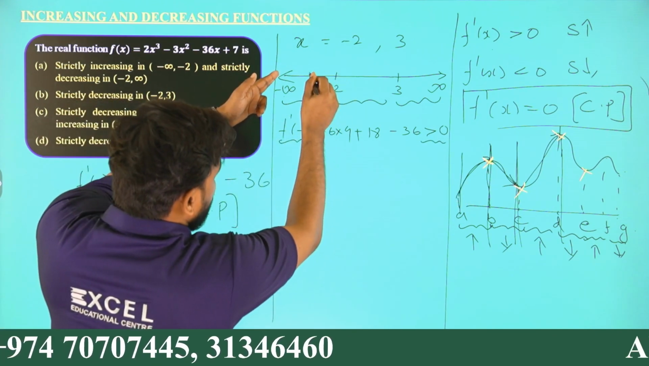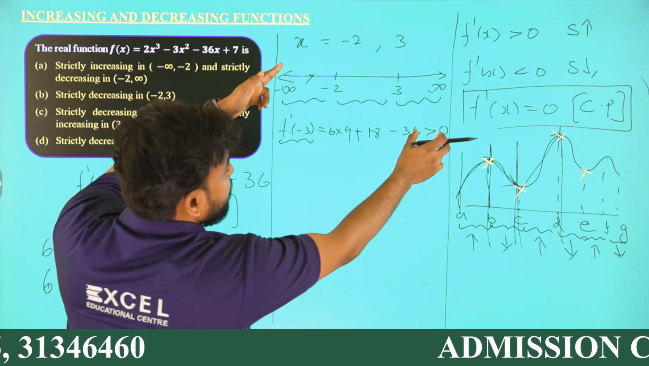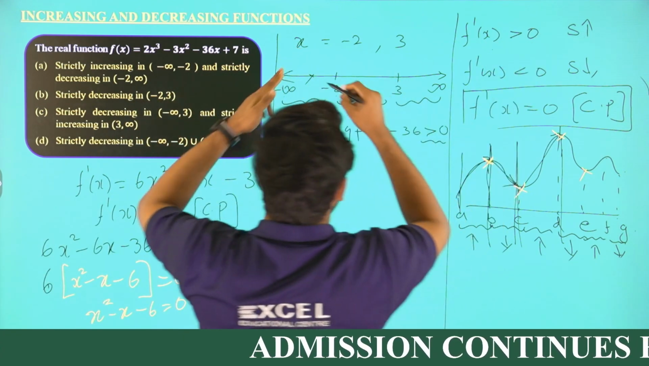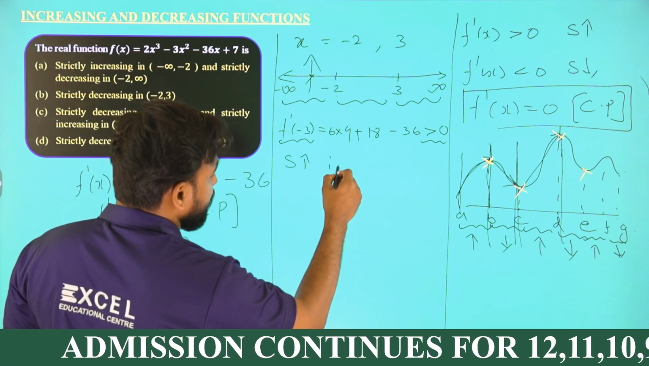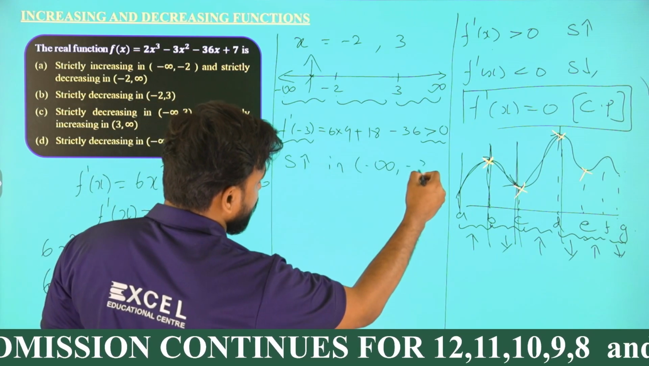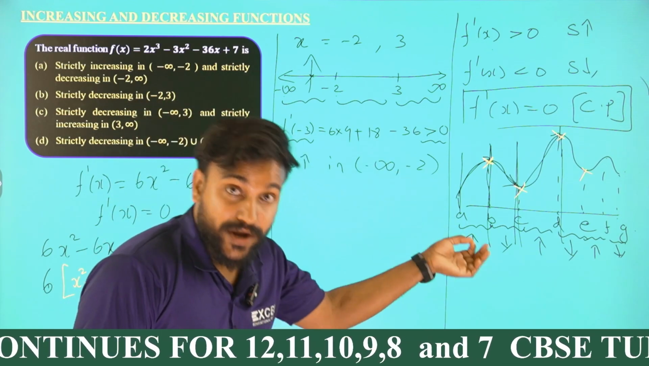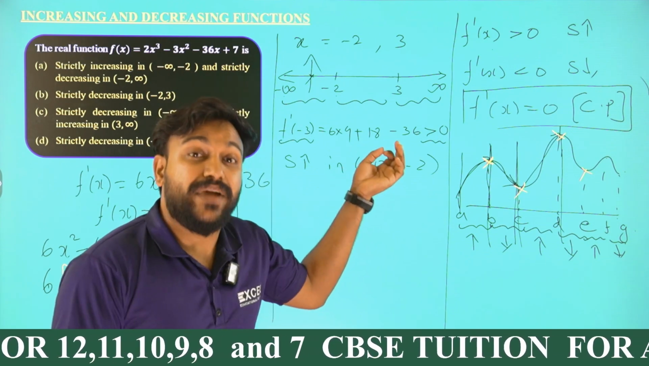That means you took a number in this interval and you got the derivative is greater than 0 for that. That means if the derivative is greater than 0, it's increasing. So we can conclude that strictly increasing in the interval minus infinity to minus 2. Minus 2 is not included. Minus 2 is a critical point. So it's strictly increasing from minus infinity to minus 2.